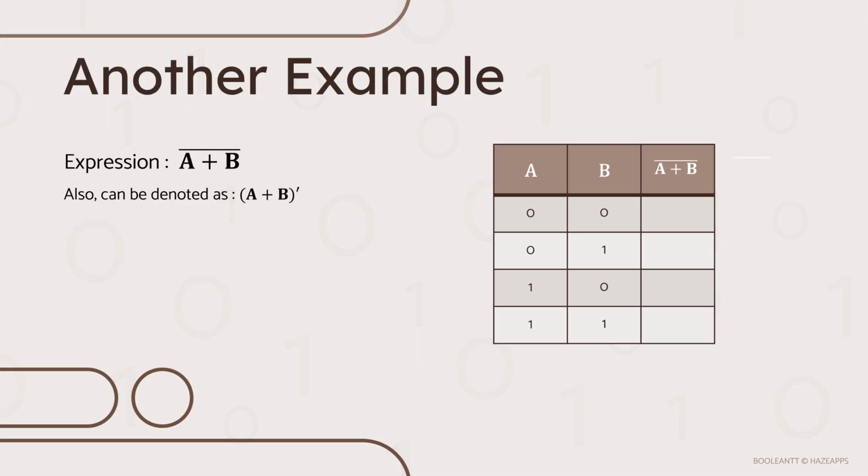Let's try another example. Here, we are going to evaluate the output for the expression not a or b. But here, evaluating the expression directly could be challenging, so we can introduce a new intermediate column.